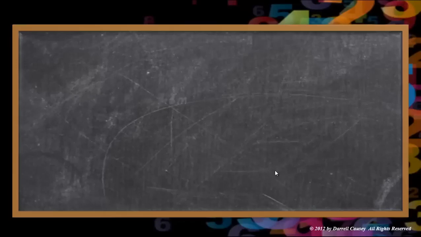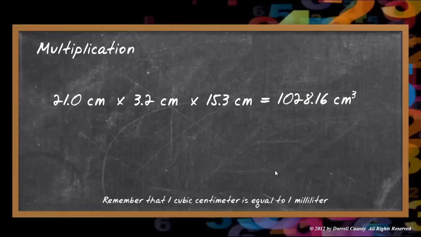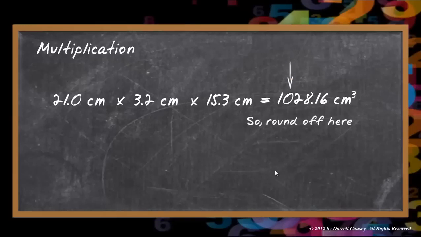Let's do a multiplication problem. All right, centimeters times centimeters times centimeters is cubic centimeter. And remember, a cubic centimeter is the same as a milliliter. Fewest sig figs would be 2. So we're going to round off at the hundreds place here. That's just going to be the 2 digits.